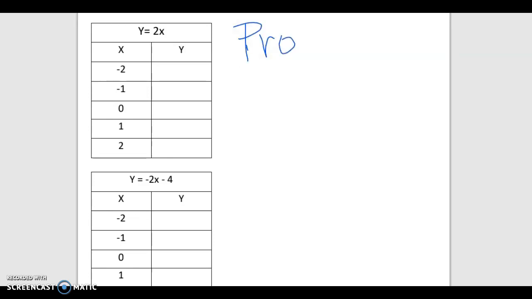I'm going to abbreviate proportional. All right. So we're going to first work on filling in the table. So I first want to look at my slope here. What is going to be my slope? Y equals kx. My slope is going to be 2. If you want to put it in fraction form, 2 over 1, that's also okay.